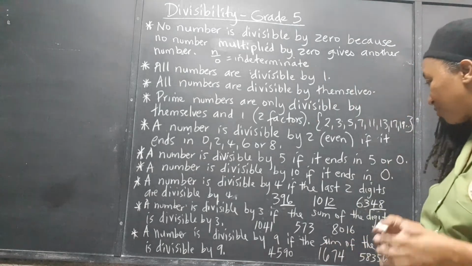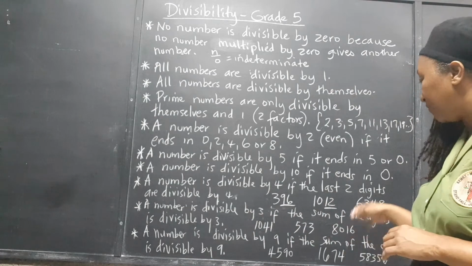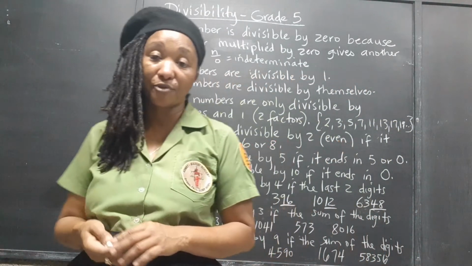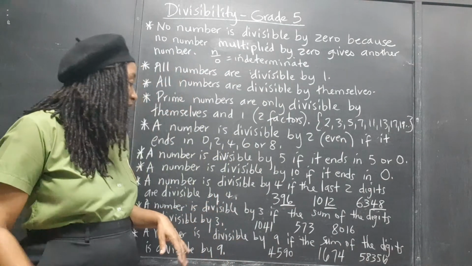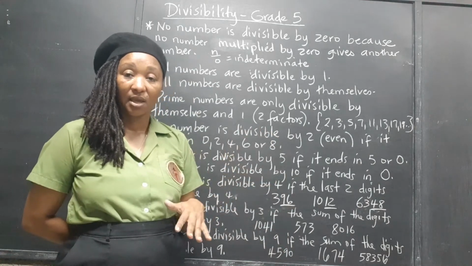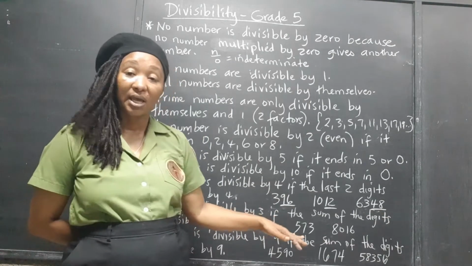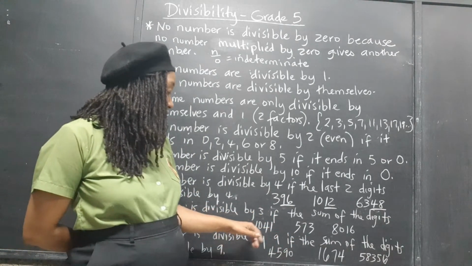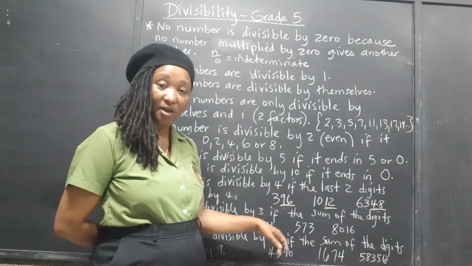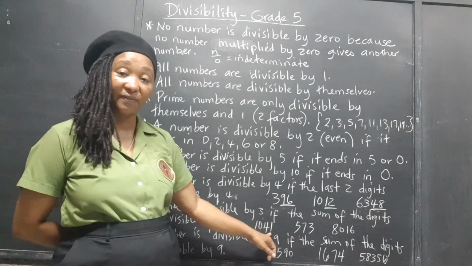How about 3? A number is divisible by 3 if the sum of the digits in that number is divisible by 3. So what that means is, if you add up all the digits, if it's a multiple of 3, if 3 can go into it, then the entire number is divisible by 3. So 1041, if we add the digits, 1 plus 4, that's 5, plus 1 is 6. 3 can go into 6, so the entire number is divisible by 3.